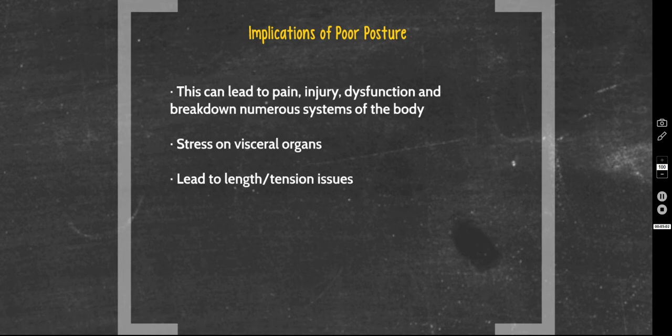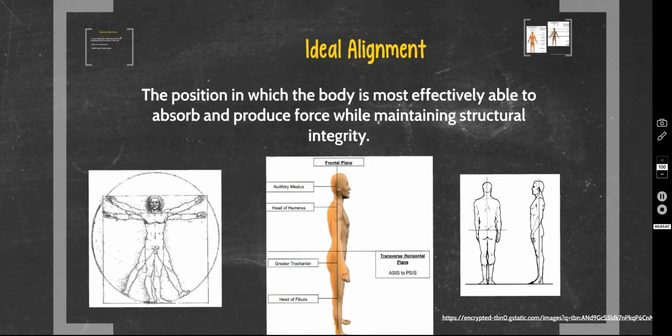So you need to understand, which we're going to get into next, what exactly ideal alignment is. Ideal alignment. Simply put, ideal alignment is a position in which the body is most effectively able to absorb and produce force while maintaining structural integrity. You'll notice I've added a picture here of Da Vinci's Vitruvian Man. It's just an illustration of perfect symmetry in the human body.